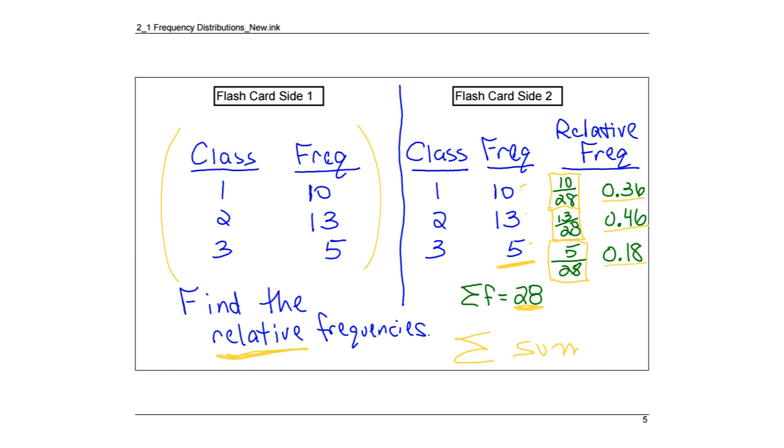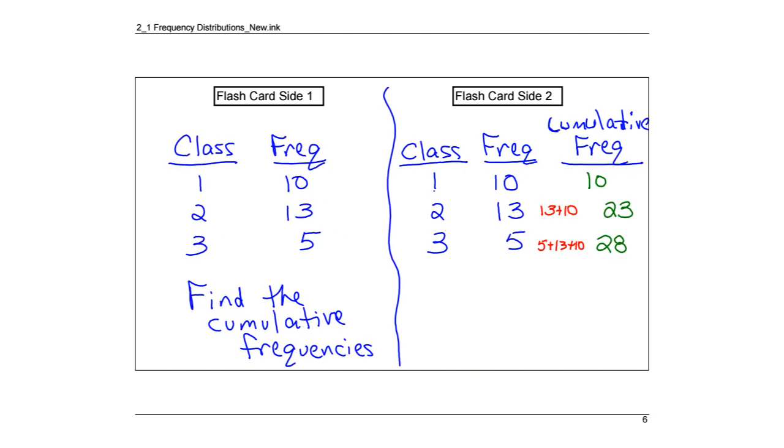So if I change this to percents, which we know how to do, we're just going to move the decimal over, you would see that the first class makes up 36% of this data. The second group makes up 46% of the data. And finally, the last group makes up 18% of the data. And if you add those all up, you'll get to 100.